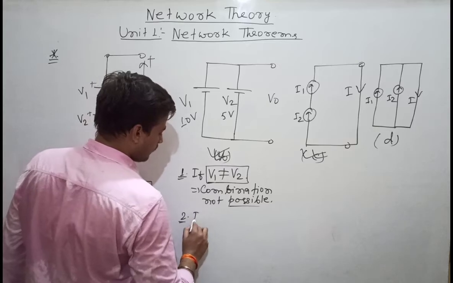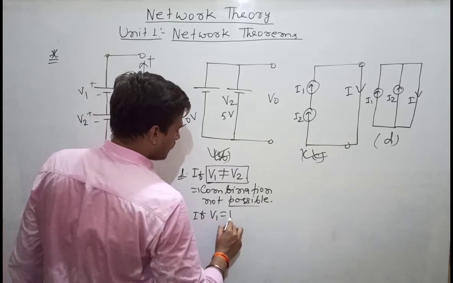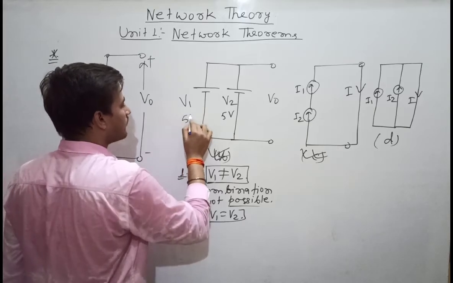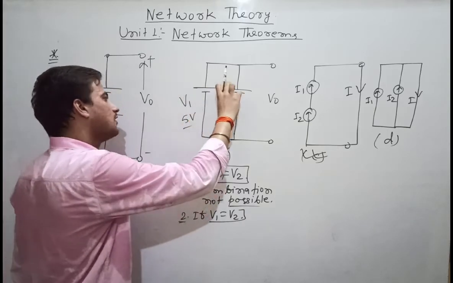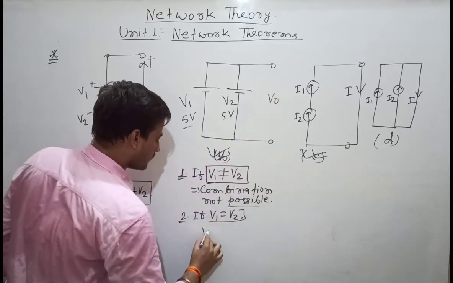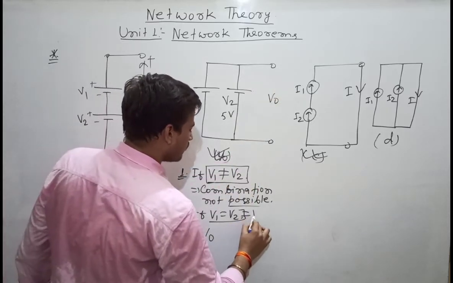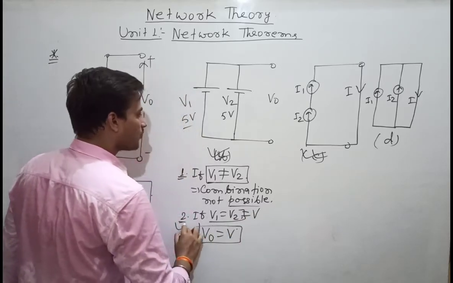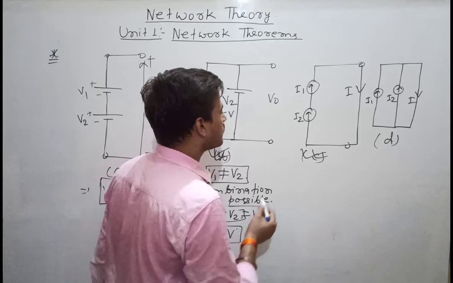Second, if V1 is equal to V2, if these two voltages are equal, suppose this is also 5 volt, he will say 5 volt, he will also say 5 volt. Okay, total voltage will be 5 volt. So suppose these two are equal to V, so V0 will be equal to V. Very important point.